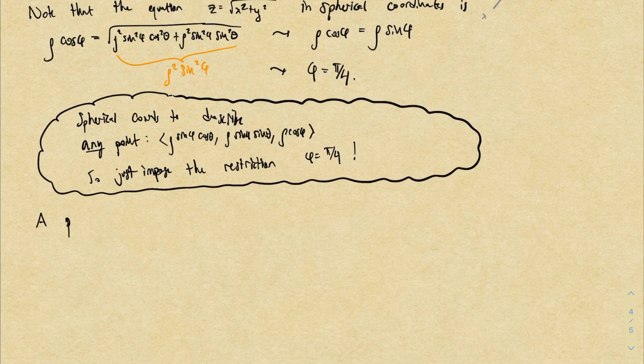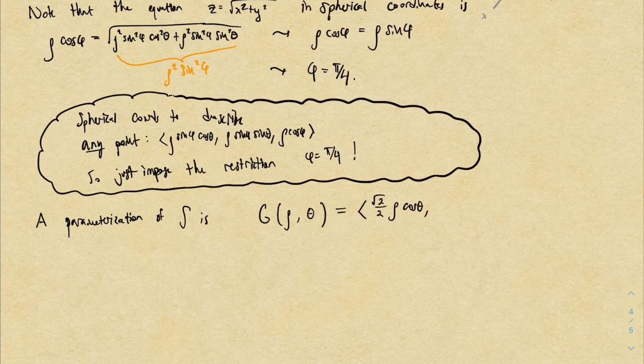That's going to give us a parameterization. Here, the parameters are going to be rho and theta because phi is fixed, phi is constant, it's pi over 4. Sine of pi over 4 is root 2 over 2, so x is going to be root 2 over 2 rho cosine theta. Likewise, y is going to be root 2 over 2 rho sine theta. And then cosine of pi over 4 is also root 2 over 2, so z is going to be root 2 over 2 rho.